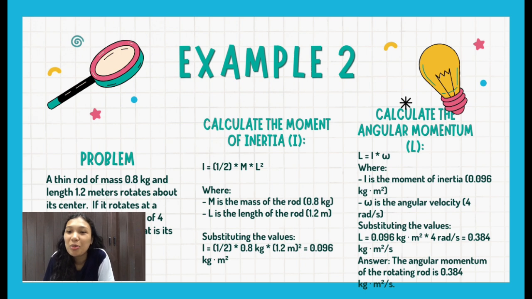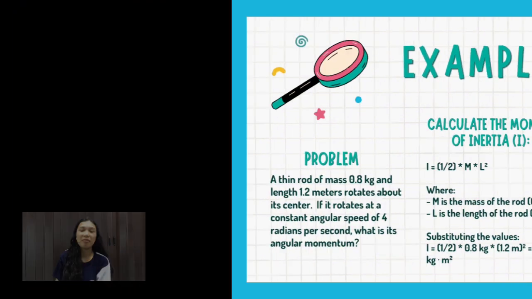Calculate the angular momentum. So, angular momentum equals inertia times angular velocity. So, 0.096 kilogram meter squared times 4 radians per second. So, equal to 0.384 kilogram meter squared per second.